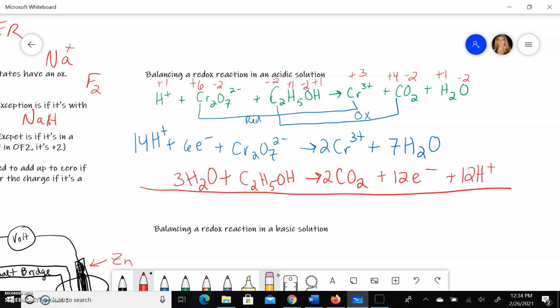And now we're ready to combine some things. So let's see what we can do. We can cross off these 12 H pluses and make this into 2. Oh, you know what? Before we do that, though, we need to fix the electrons. Sorry, let's go back and fix the electrons.